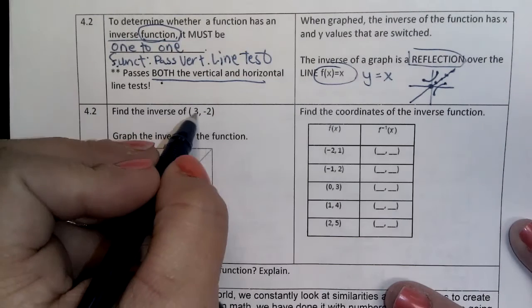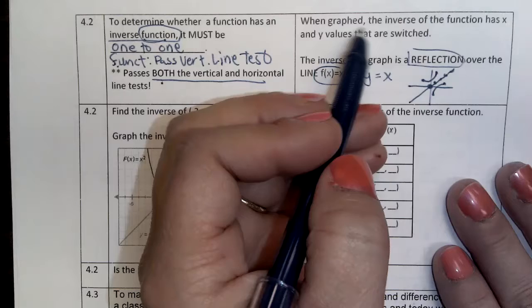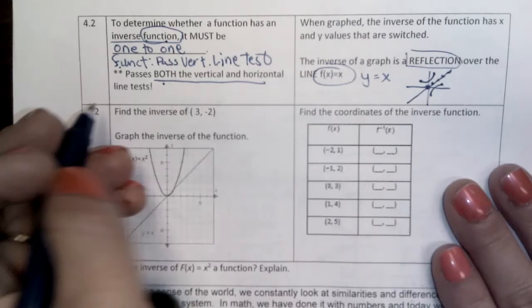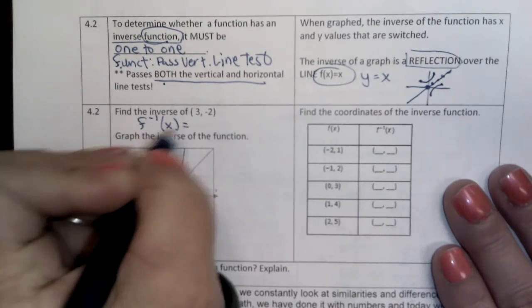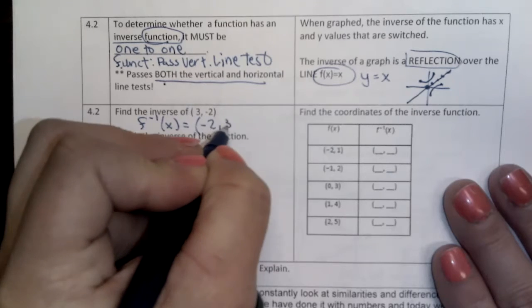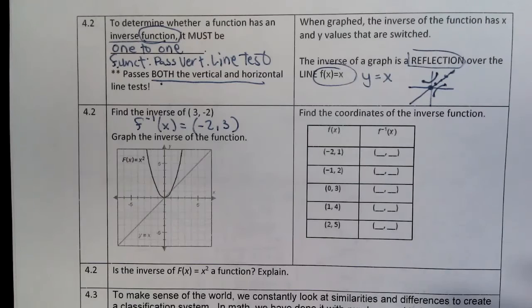So let's find the inverse of the point 3, negative 2. Well, when graphed, the inverse of the function has x and y values that are switched. So f inverse of x would just be negative 2, 3. All we're doing is switching those two values.